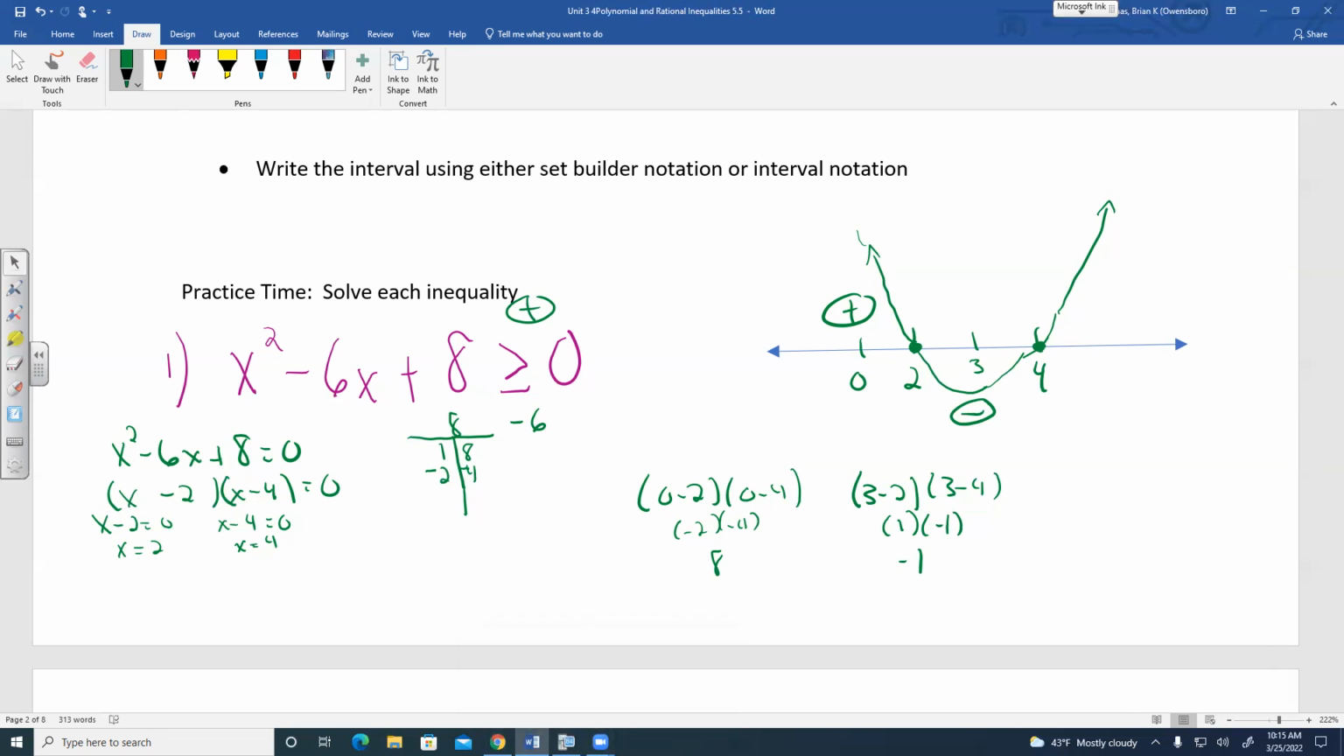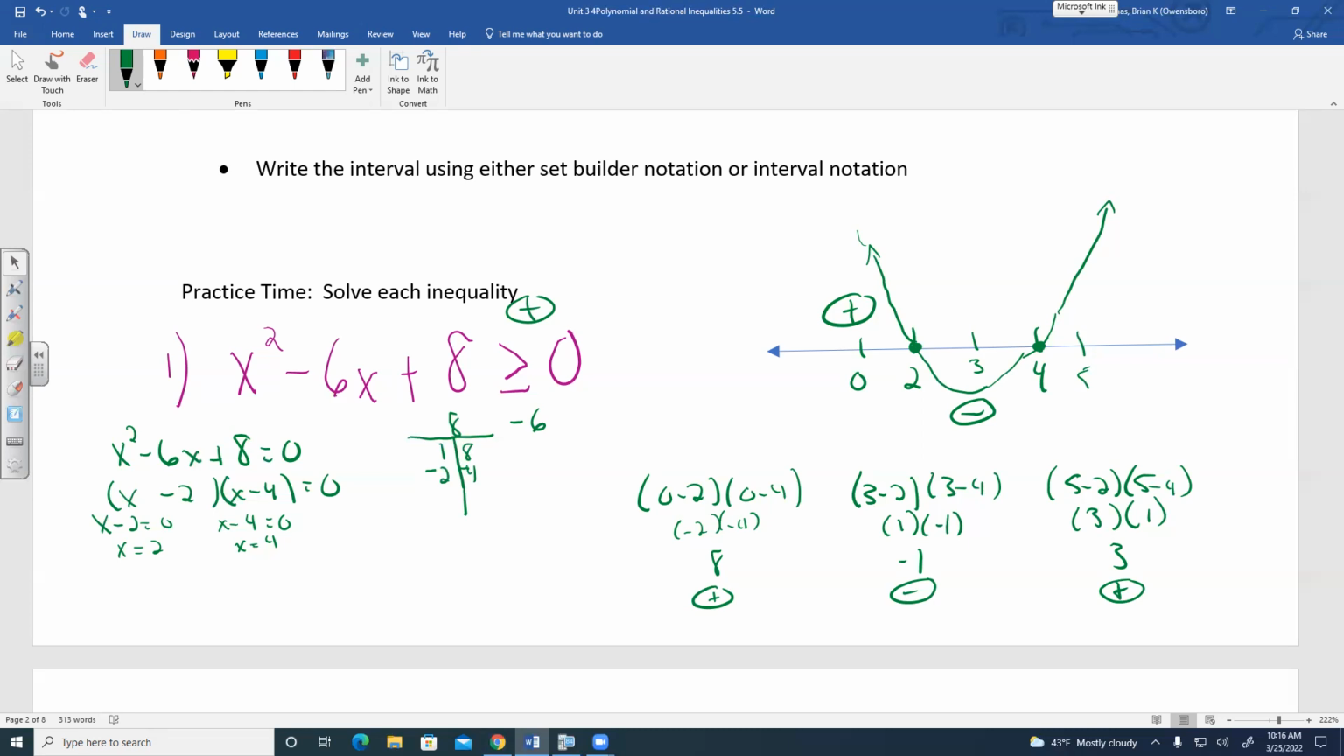And if we choose something right of 4, say 5, it should give us something above the graph as well. So if I go 5 minus 2 times 5 minus 4, we get 3 times 1, which would be 3. So notice that it is positive here, it's negative here, and it's positive here. So we only want where it's positive, so it would be these 2 intervals.